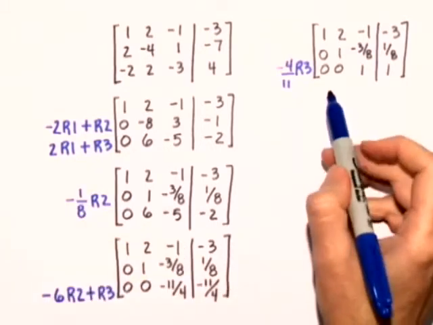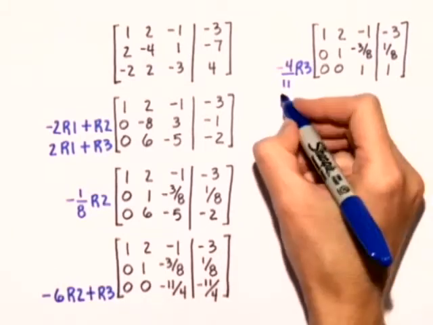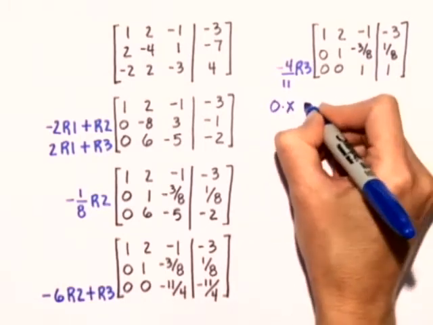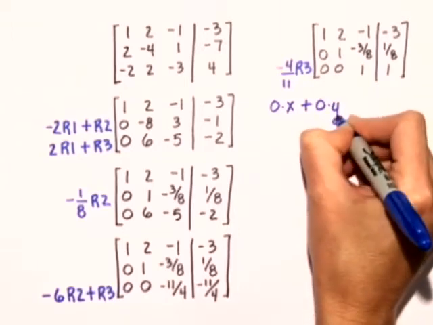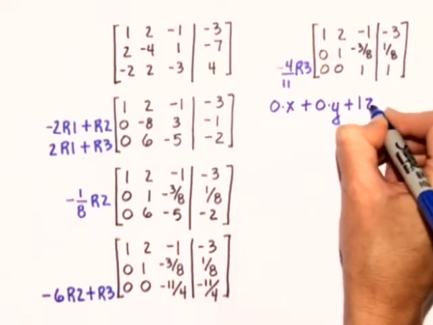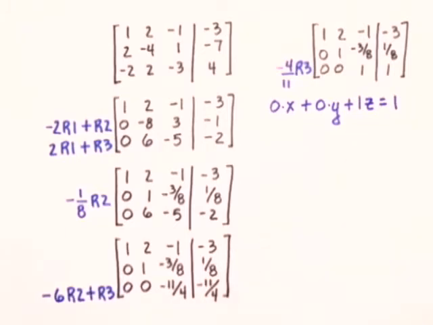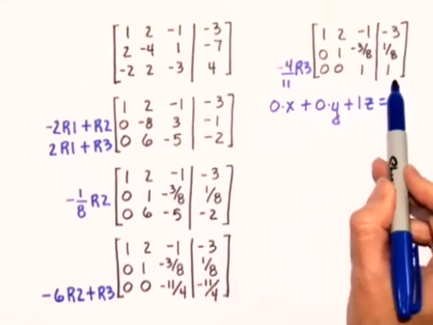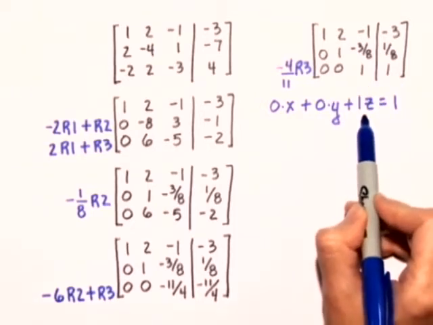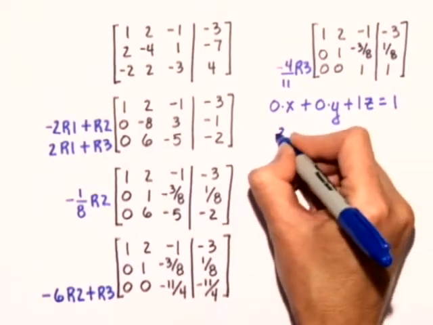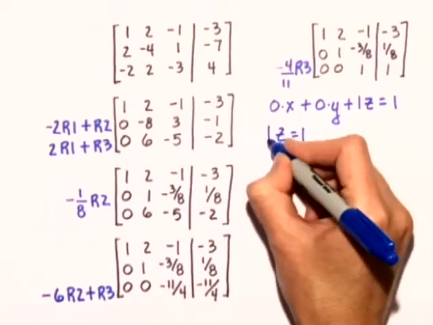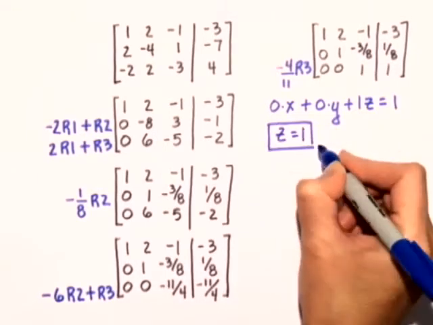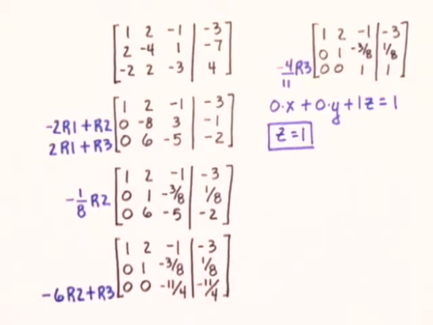What we have on this bottom row really says 0 times x plus 0 times y plus 1z equals 1. Remember, the augmented matrix is just a shorthand way of writing the system of equations. So we'll start with this bottom row, and really, do you see in row 3, we have the statement that z is equal to 1. Now we're going to use back substitution to find y, and back substitution again to find x.